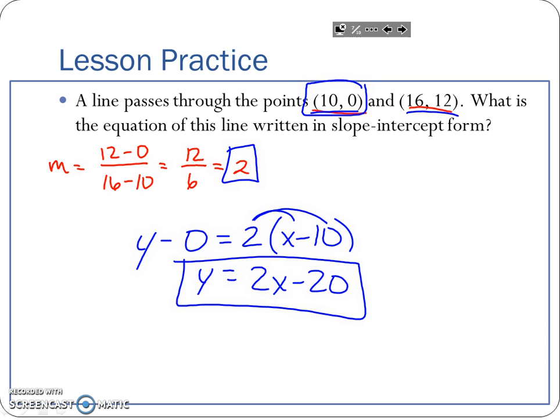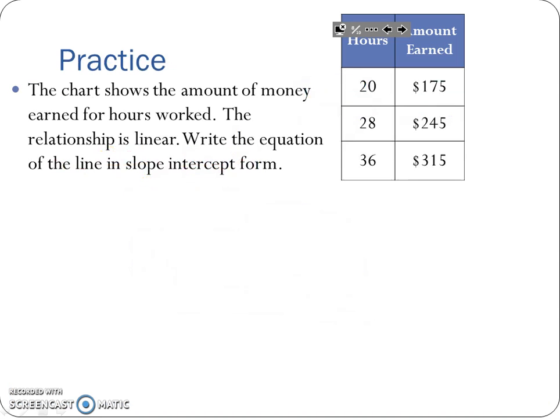Okay, so you get y equals 2x minus 20. All right, one more type of problem that you guys will see. They may give you a table. They've got a chart up here for how many hours you've worked and how much money you've earned, and they know that the relationship is linear. Which means we can do y equals mx plus b. So it's asking us to write the equation in that form of y equals mx plus b.